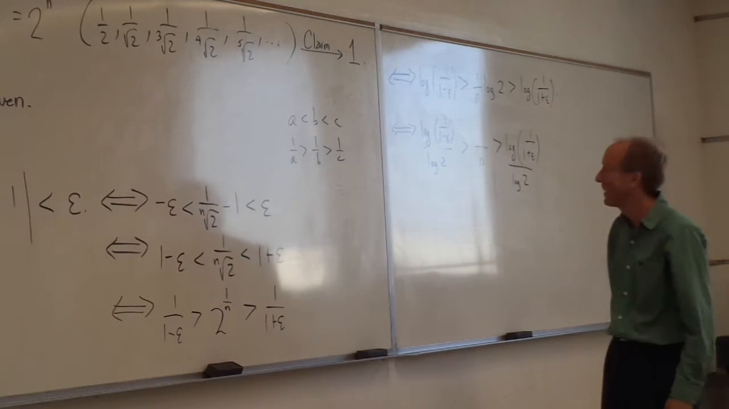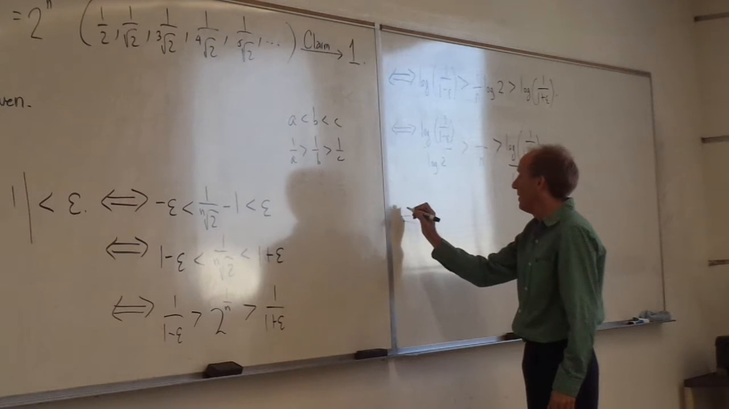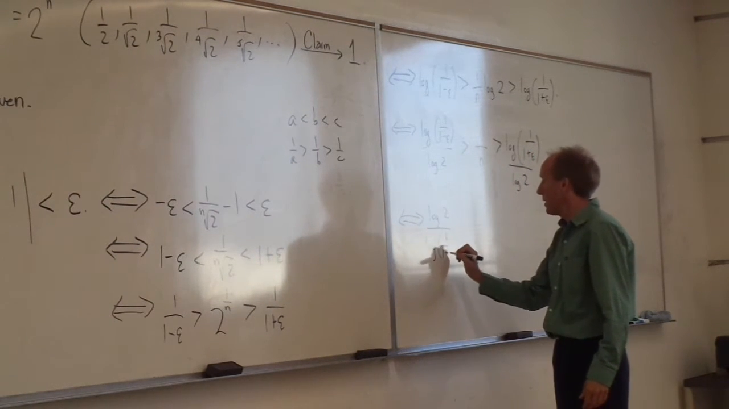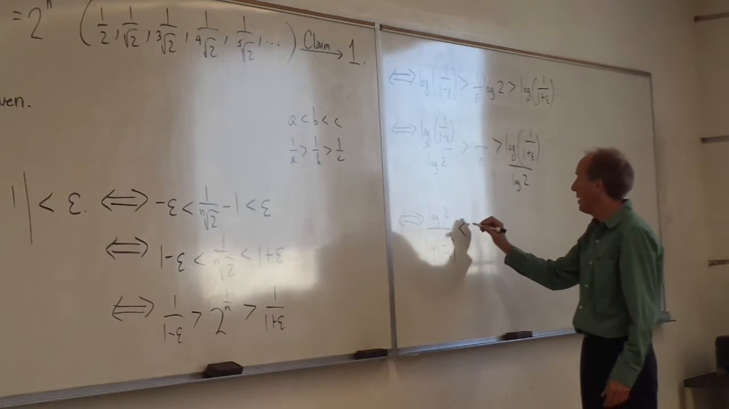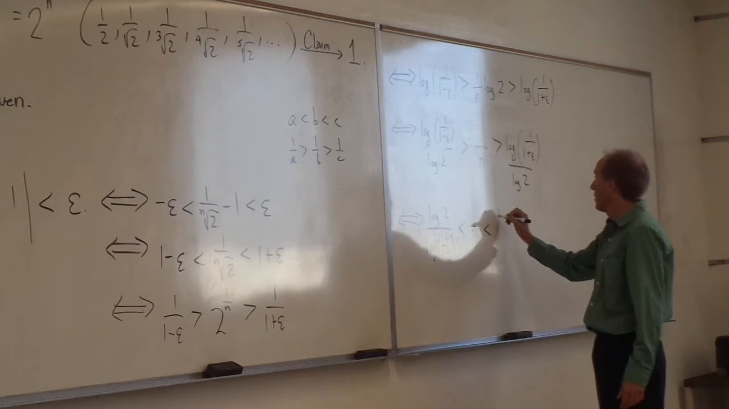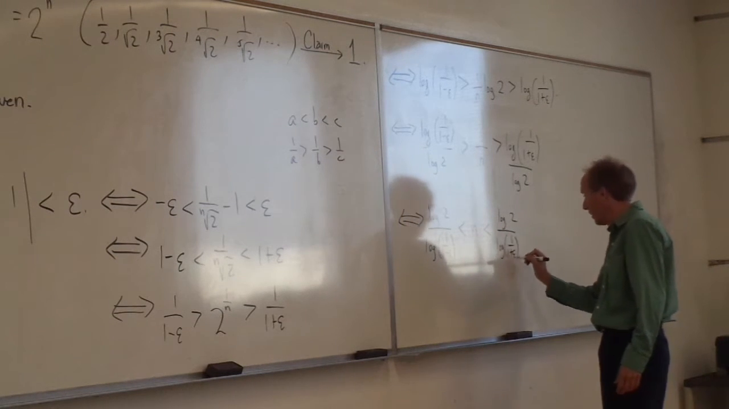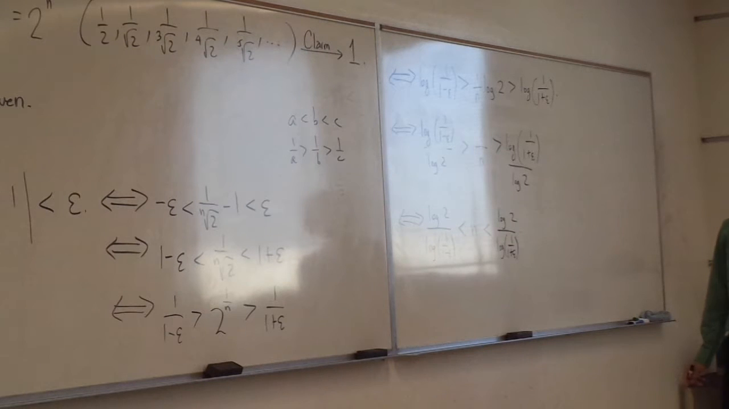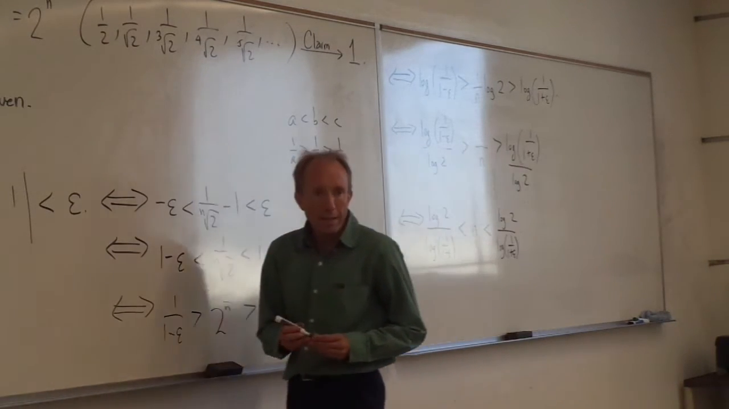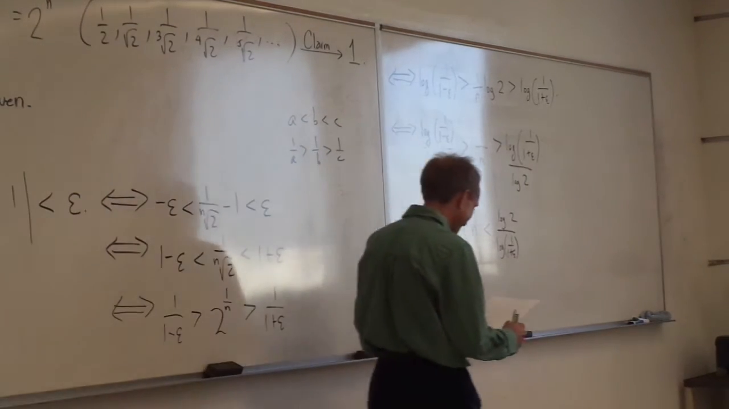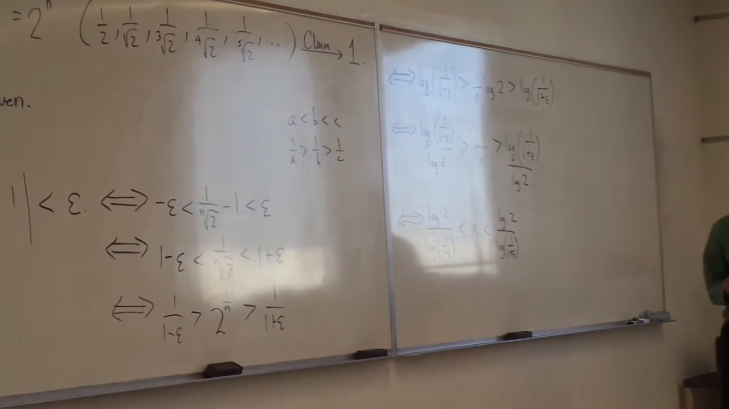Flip it again. Okay, flip it back over again. So now we have a log of 2 on top, log of 1 over 1 minus epsilon on the bottom, less than n, less than log of 2 over the log of 1 over 1 plus epsilon. Okay, so we end up with something that looks like that. Does that make sense? Right. Anything close to what I got? Yeah, I think that's good.